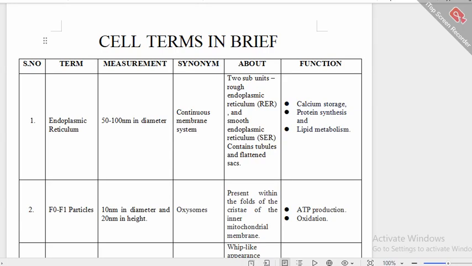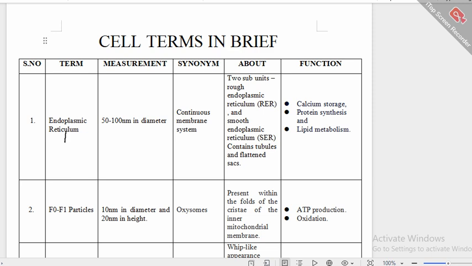Welcome to the cell topic and its discussion. In the previous session, we have already seen or referred to some of the subcellular organelles. So today we will be discussing some of the subcellular organelles. Let me begin with the endoplasmic reticulum.